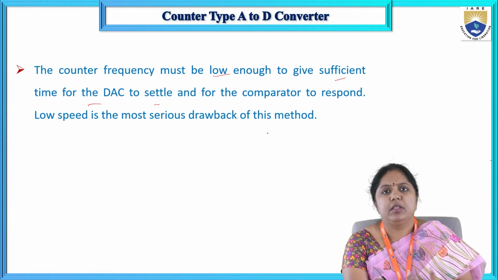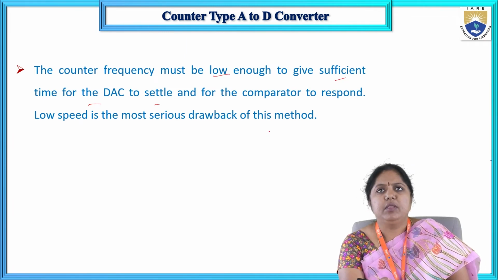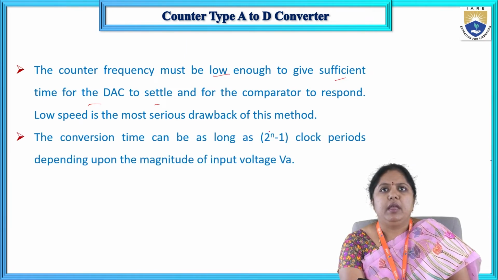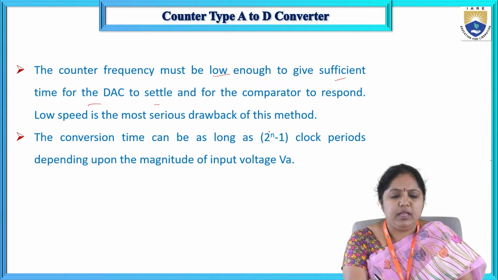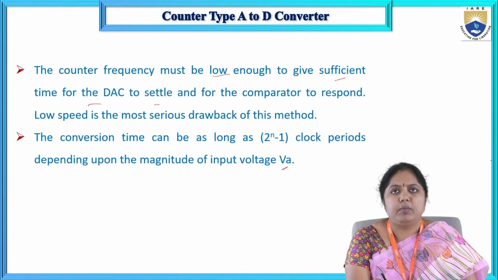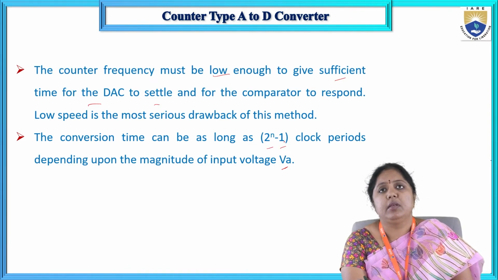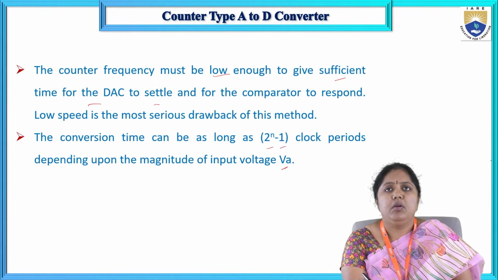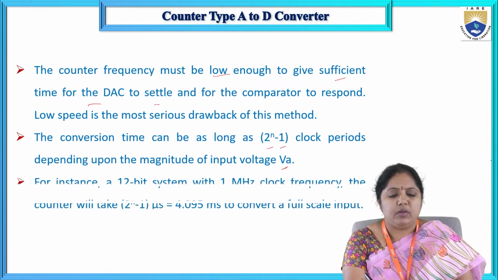So in the entire process, the speed of operation is very less. This is the main drawback of this counter type of ADC. As I told you previously, for the conversion of the analog input voltage, 2 power n minus 1 clock periods are required. Only after 2 power n minus 1 clock pulses are complete will it finalize the output value.